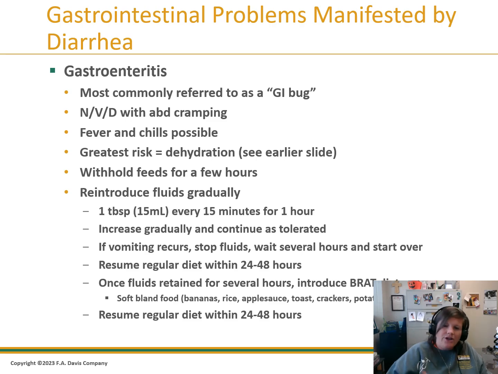And then from there, we will gradually increase and continue as the patient tolerates it. If vomiting were to recur, if it was to happen again, we stop and we start over. Okay, so let's say we had gotten up to 30 mils or an ounce every 15 minutes, and they had been tolerating it up to this point, but now they're throwing up again. When we do reintroduce it again in a few hours, we're starting back over at that 5 or 15 mil amount. They probably won't resume a regular diet for a day or two, depending.